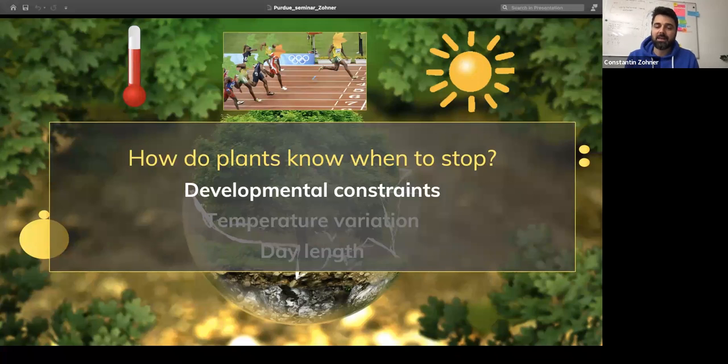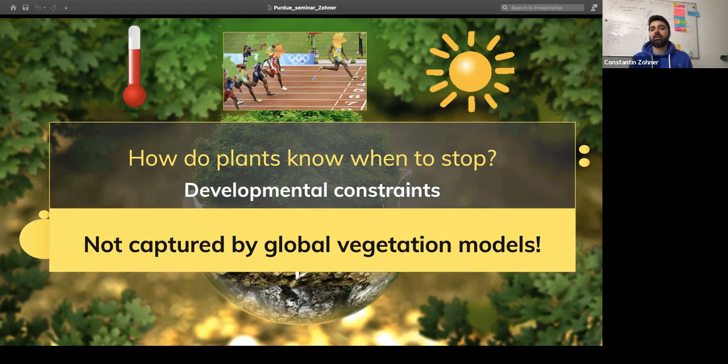It's a very complex topic, and it's something that is just beginning to be understood. But the important thing is that these developmental constraints are so far not at all captured by global vegetation models, which are predicting autumn phenology, or the end of the season, solely based on temperature, basically. And therefore, they are also predicting a strong lengthening of the growing season, because if autumn temperatures become warmer, these vegetation models will predict that autumn senescence and productivity will really extend.